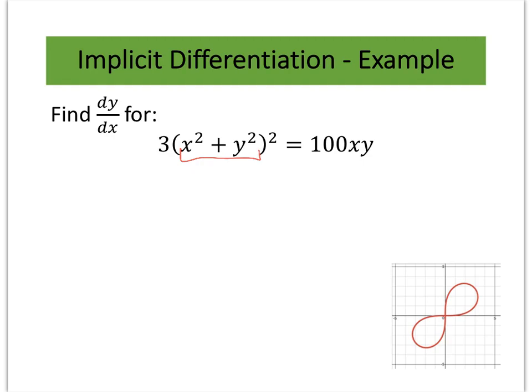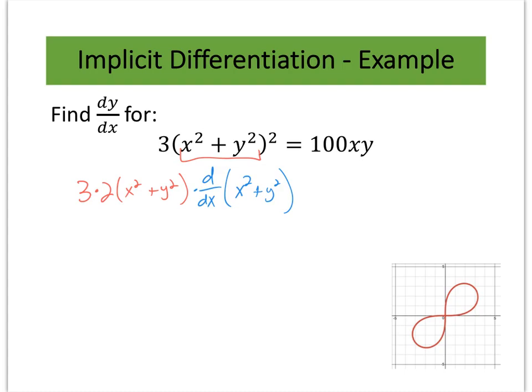So I think 3 times the 2 of the stuff, x squared plus y squared to the power of 1, because that's just the derivative of the outside guy, times the derivative, and I'm going to just show it as best I can, x squared plus y squared. This is just pure and simple the chain rule.